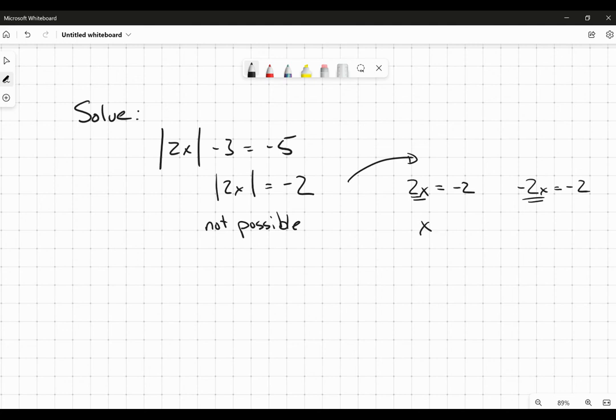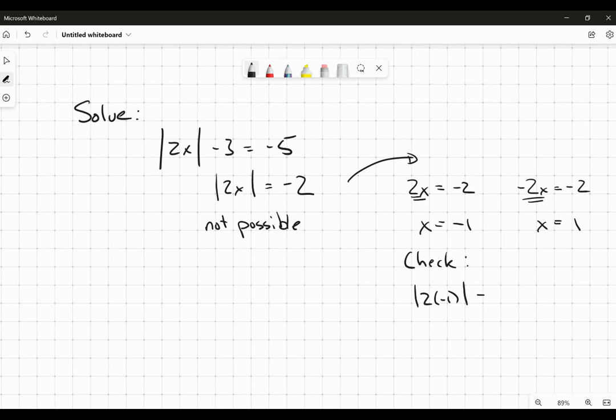Now, in the first case, I would divide by 2 and I'll get negative 1. And then here I would divide by negative 2 and get positive 1. So the thing is, you could get answers here, but you have to check them. Okay? You must check.